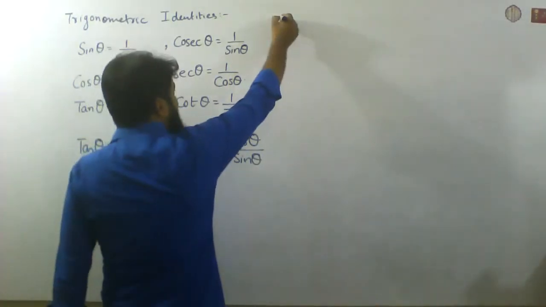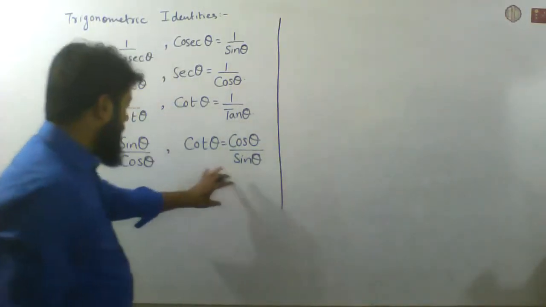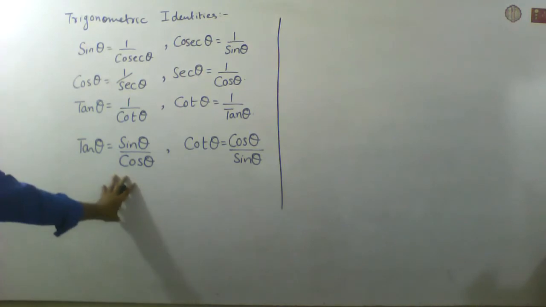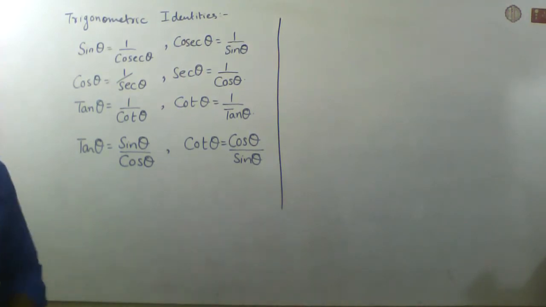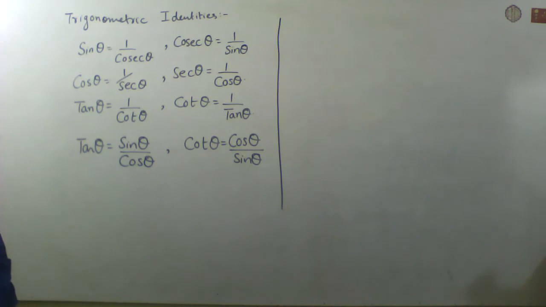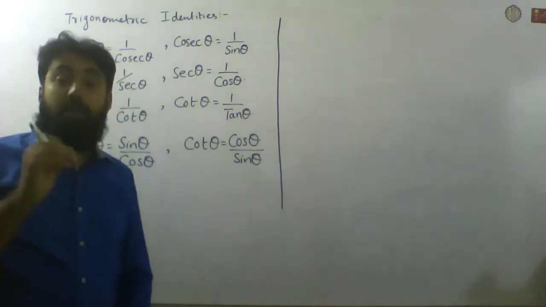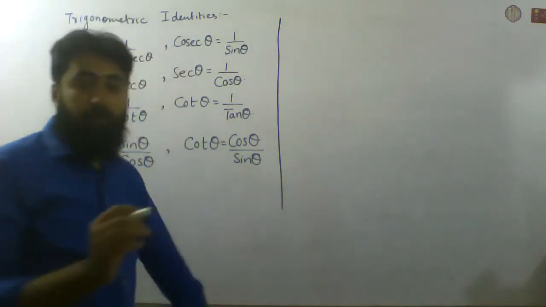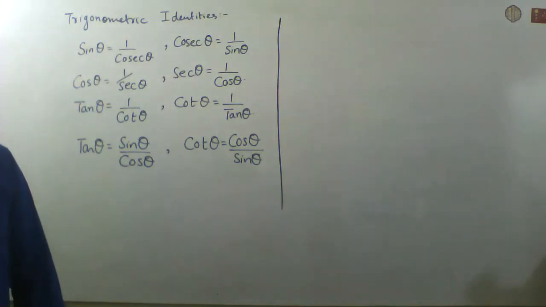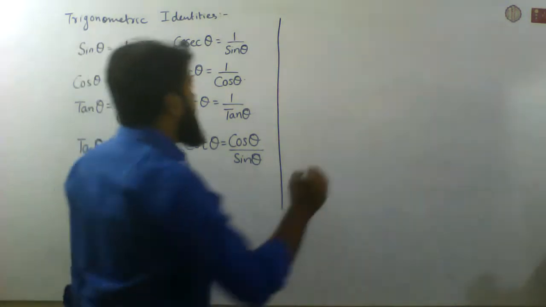Now, these are all called reciprocal relations or reciprocal identities. Now I am going to talk about squaring identities. What are the squaring identities?